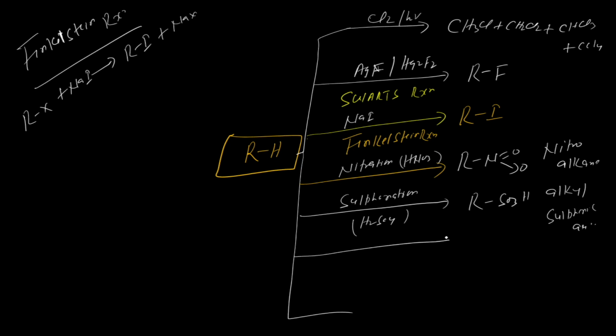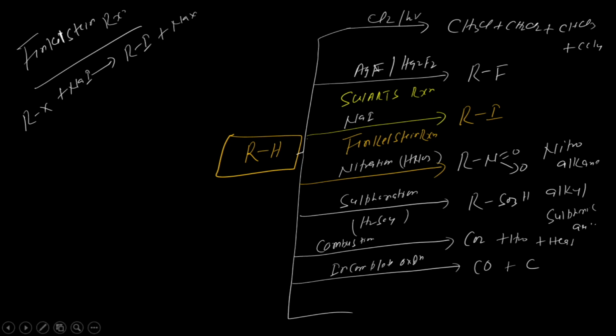Now further we have one more reaction, that is the complete oxidation. Complete oxidation is known as combustion. So combustion will give you CO2 plus H2O, and heat is always released, also light. Now incomplete oxidation, it will give you what? Either it will give carbon monoxide, or it will also give carbon black.